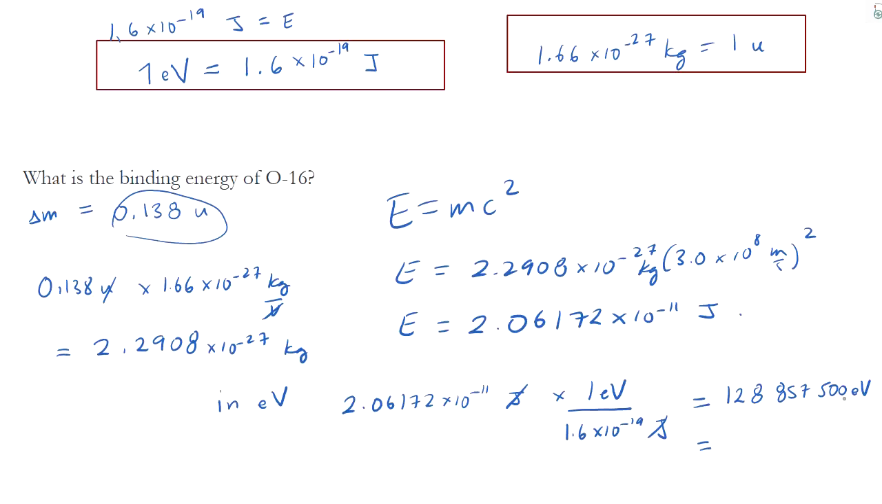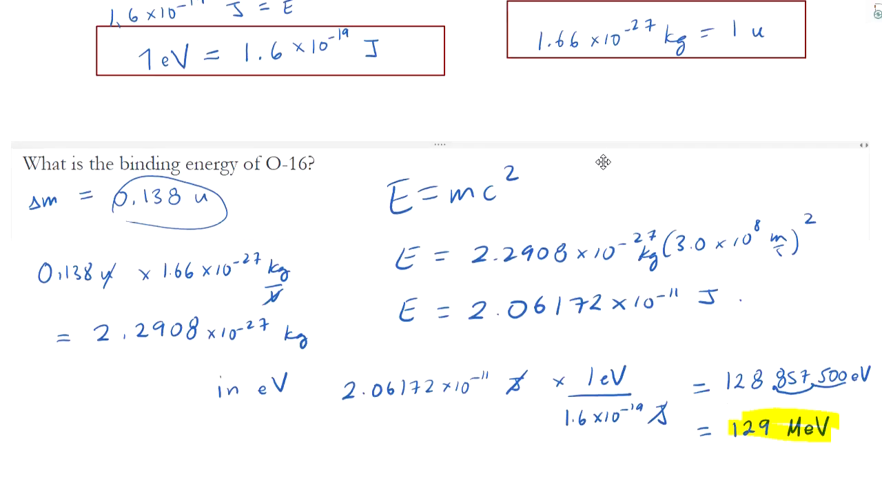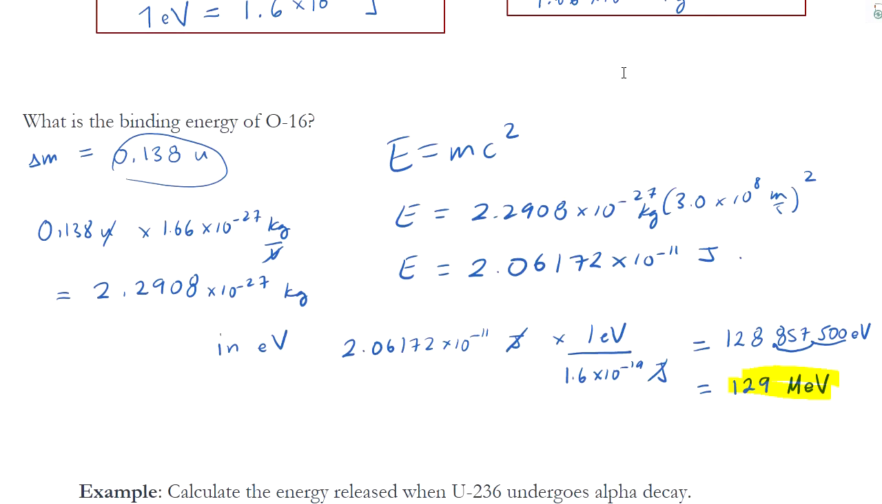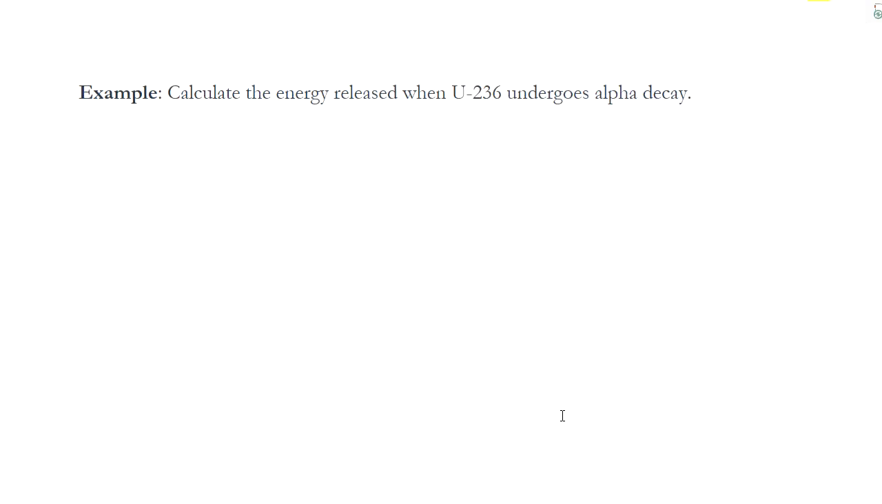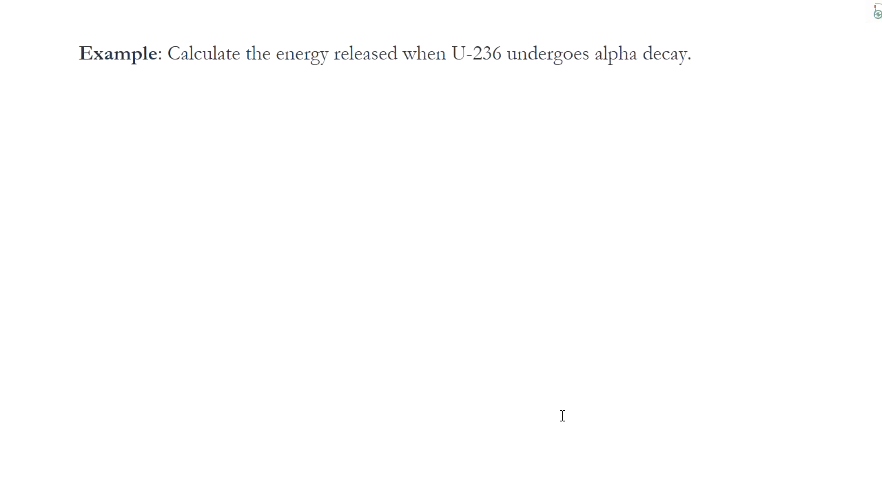So let's just go kilo electron volts, mega electron volts. So we'll say 129 millions or mega electron volts. Much more convenient unit to use in this case for the binding energy. Let's try one more problem that is in your textbook, more or less. It says calculate the energy released when uranium-236 undergoes alpha decay.